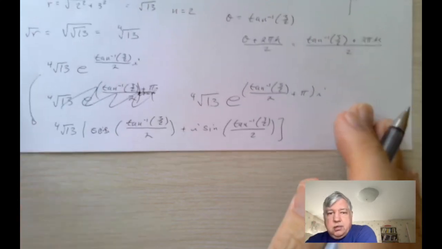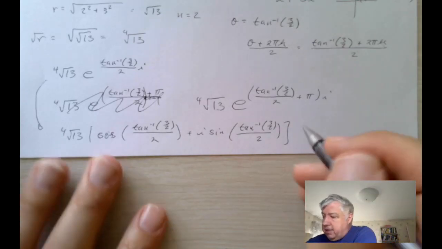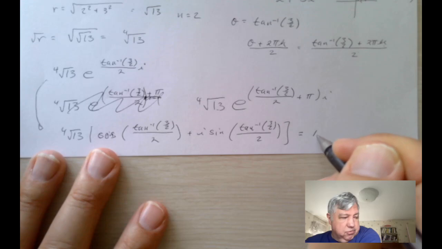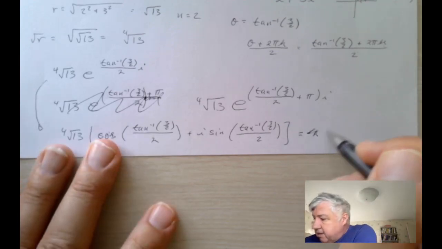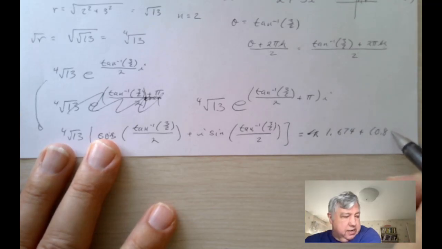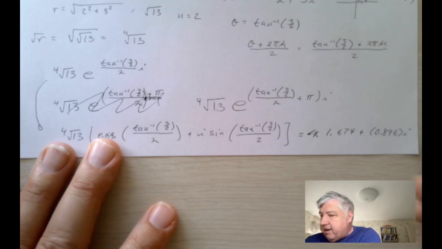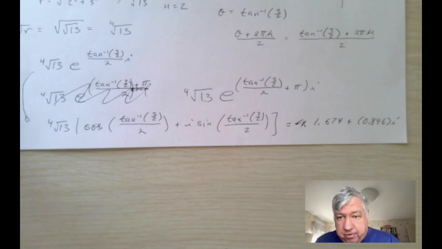Okay, and then you take out your calculator, and this turns out to be, actually no, it's positive, sorry, 1.674 plus 0.896i if we round to 3 decimal places. Okay, that's approximately what this will be. And of course, if you do the other one, it'll just put a minus sign in front of this, and that's the other square root.